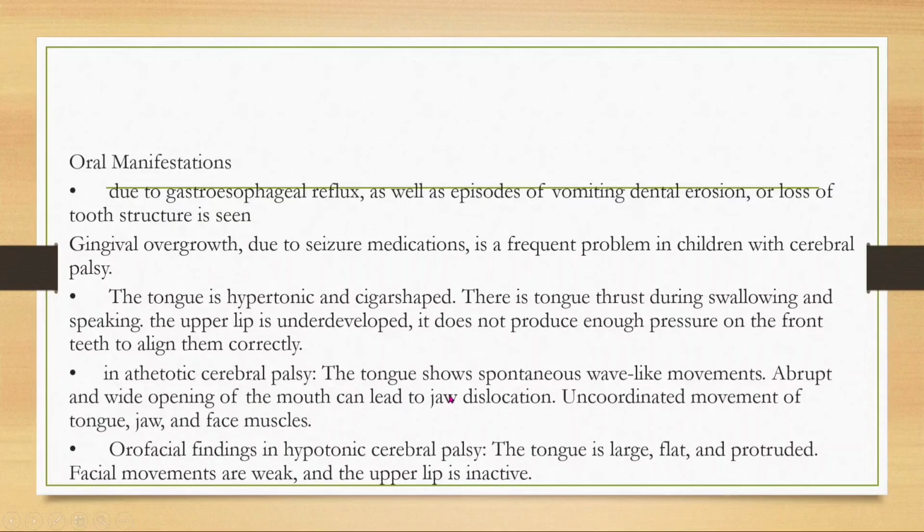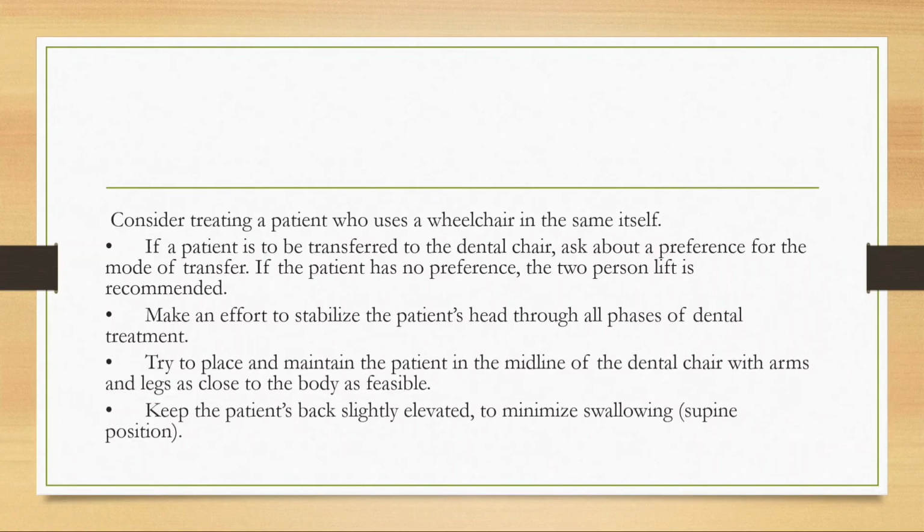In athetoid cerebral palsy, the tongue shows spontaneous wave-like motions. Abrupt and wide opening of the mouth can lead to jaw dislocation. Uncoordinated movement of the tongue, jaw, and face muscles will be there. And orofacial findings in hypotonic cerebral palsy: the tongue is large, flat, and protruded. Facial movements are weak, and the upper lip is inactive.